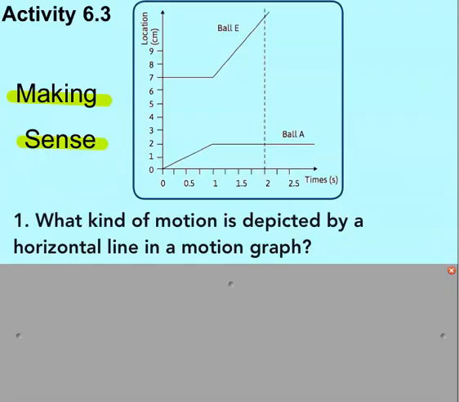What kind of motion is depicted by a horizontal line in a motion graph? So we see this horizontal line. What type of motion is depicted by a horizontal line in a motion graph? Go ahead, pause the video if you need to. Otherwise, we're going to go on to number 2.